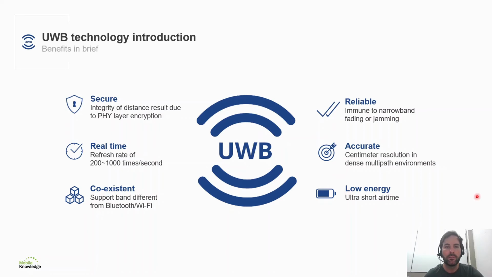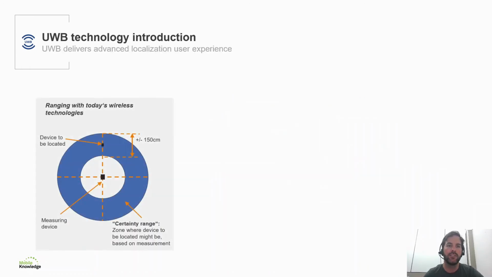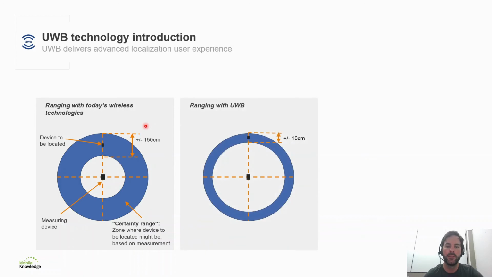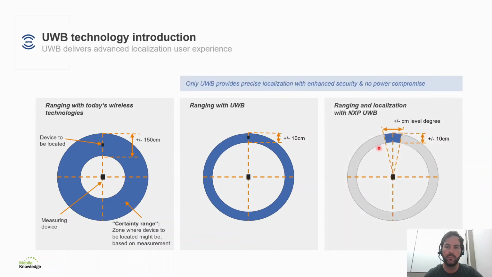But how does ultra-wideband compare to other wireless technologies for ranging? Other wireless technologies like Bluetooth Low Energy or Wi-Fi also provide ranging measurements, but their accuracy is around plus minus 150 centimeters. The same kind of ranging measurement use case, but using ultra-wideband instead of BLE or Wi-Fi, you can get around plus minus 10 centimeters accuracy. On top of this, with NXP ultra-wideband products, you can also get the angle information along with the ranging measurements. So the target device can be narrowed down to a very small area, as shown in the diagram.